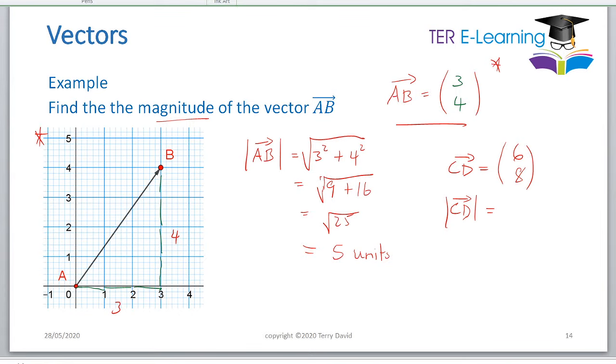Alright, so I'm seeing you're getting 10 units. So all we're going to do, we're going to apply the formula again. So it's going to be 6 squared plus 8 squared. Find the square roots. 6 6s are 36 plus 64. Find the square root. 36 plus 64 is 100. Find the square root. You're going to get 10 units. Right? So that is how we find the magnitude of a vector.